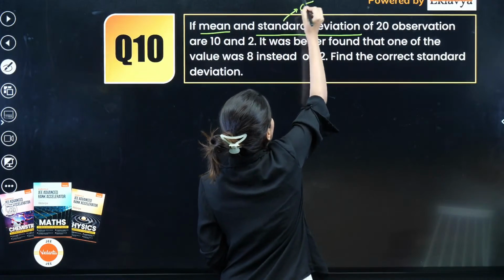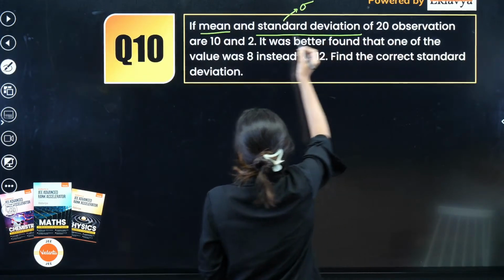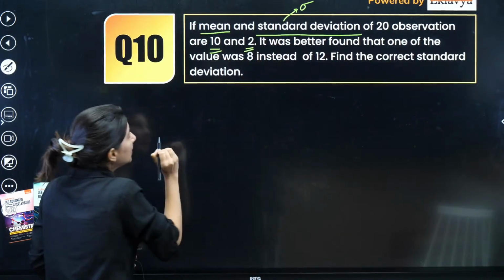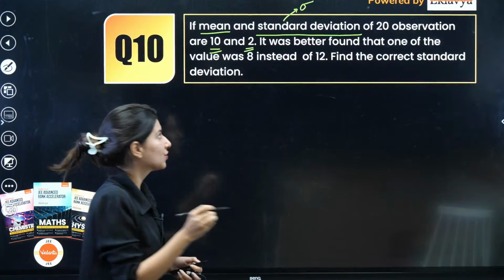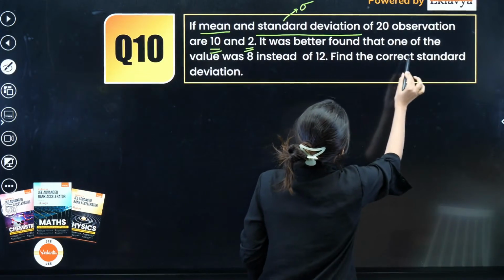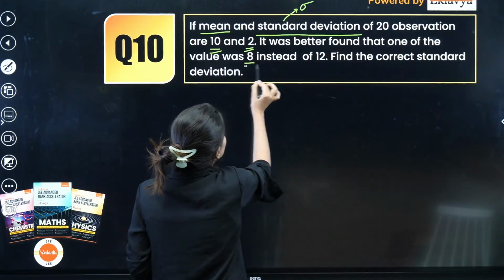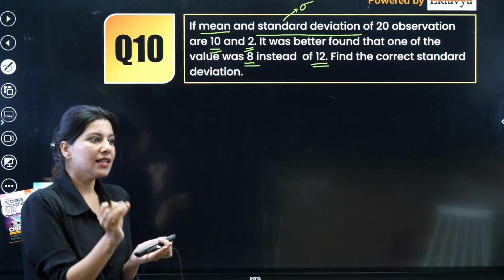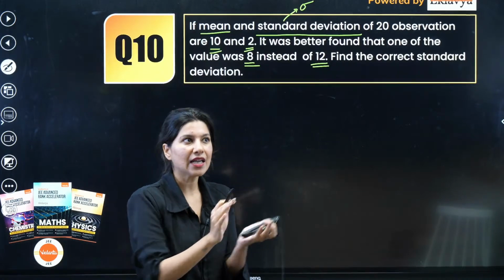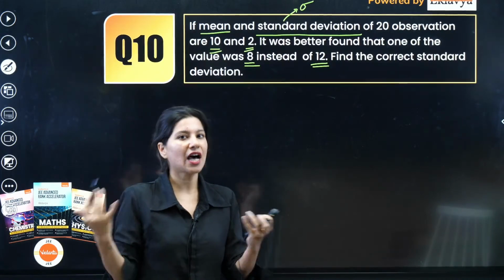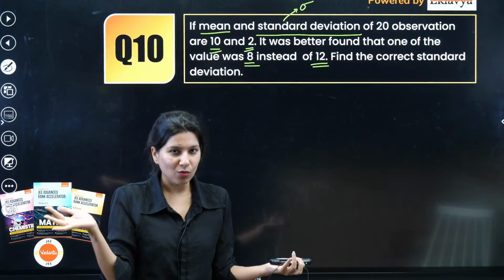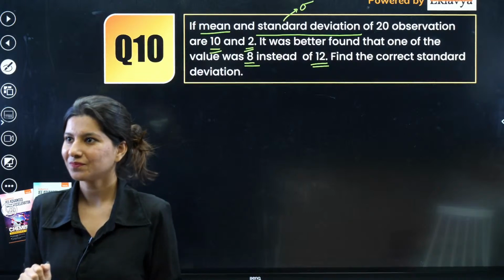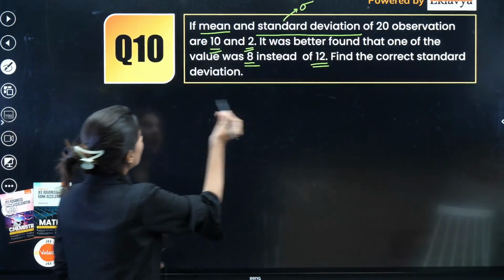If the mean and standard deviation, remember standard deviation is sigma, not sigma square, so this is your sigma. Mean is given as 10 of 20 observations and the standard deviation is 2. It was later found that one of the observations was 8 instead of 12. So by mistake they considered 12 and did the whole calculation, and now they are saying recalculate it using 8. How will you do that?